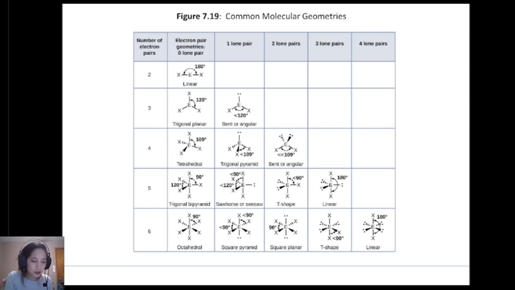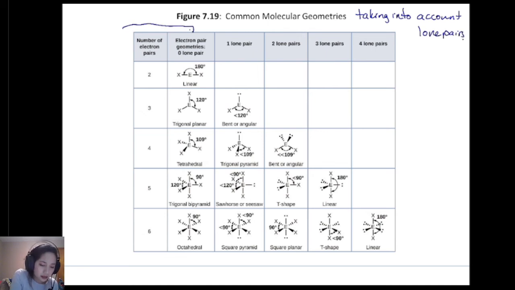So this table is kind of like the same table as the previous one, but now we are taking into account lone pairs. Here, this column is all the parent geometries from the previous table.